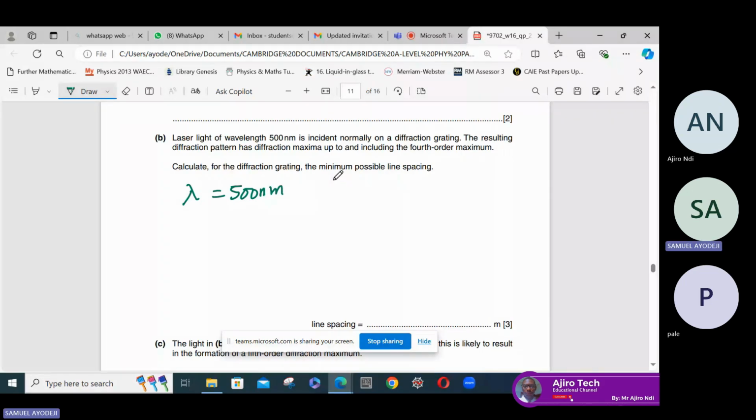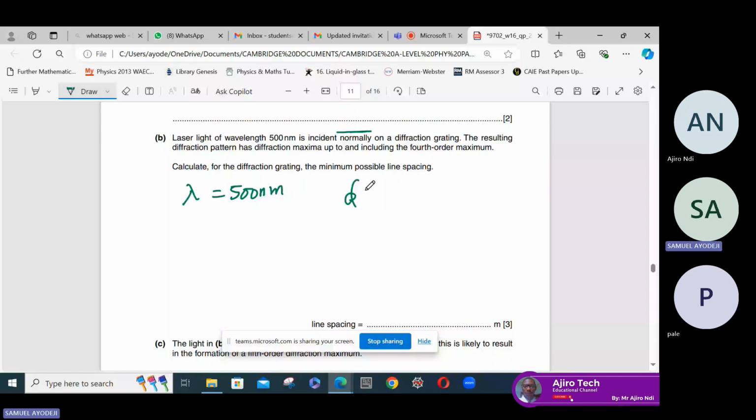If you are not given an angle, then it's automatically 90. The question will tell you it is incident normally. So the angle of incidence here is 90 degrees, and you are not asked to calculate the angle. So you take it to be 90.